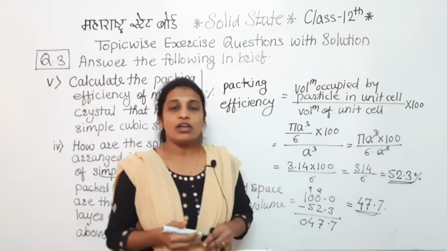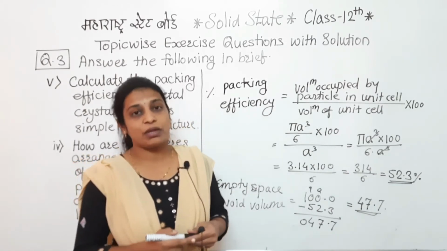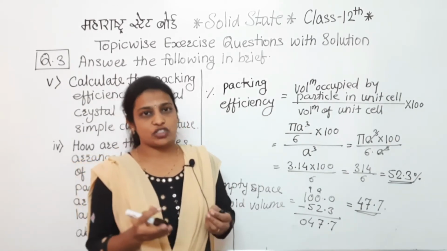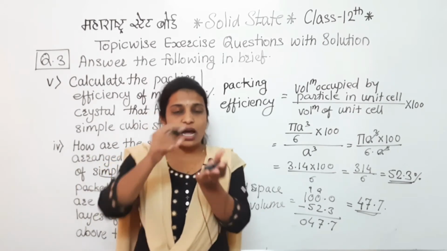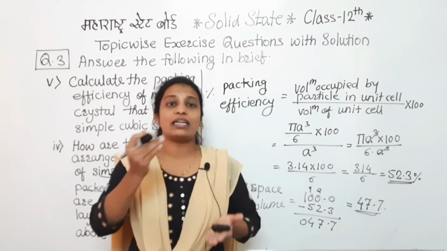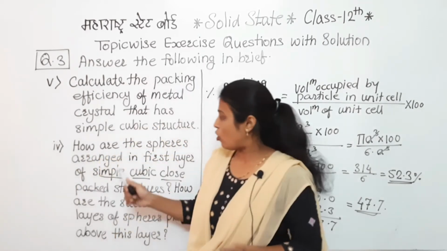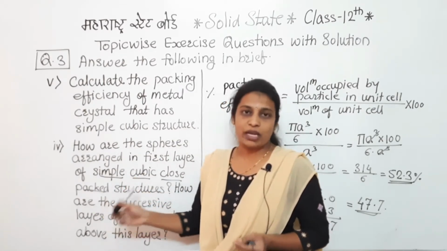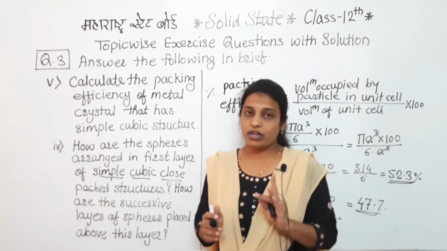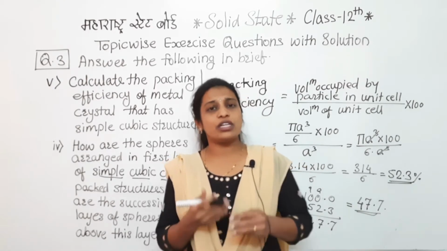Firstly I will tell you. In this point, keep in mind that when two-dimensional close packed structures are stacked on each other, at that time there is a formation of this simple cubic close packed structure. Hope everyone understood that first point. Now what is the arrangement?